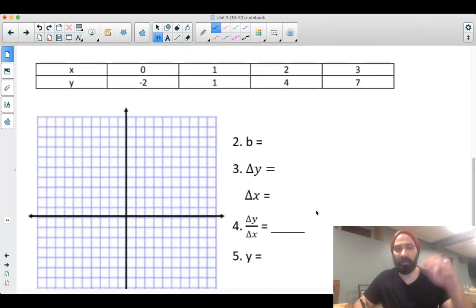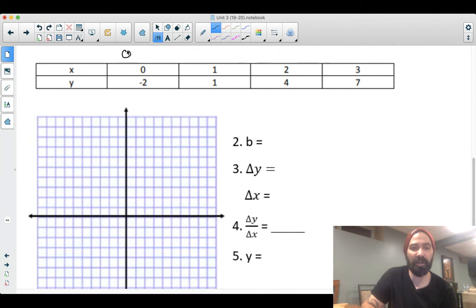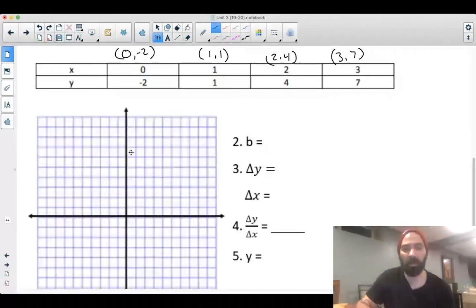Okay, so we're given a couple points here. I'm going to rewrite these in a different way. You could write it as (0, -2), just like a normal coordinate. (1, 1), (2, 4), and (3, 7). And we want to figure out our equation, y equals mx plus b. So the first step is to graph the points.